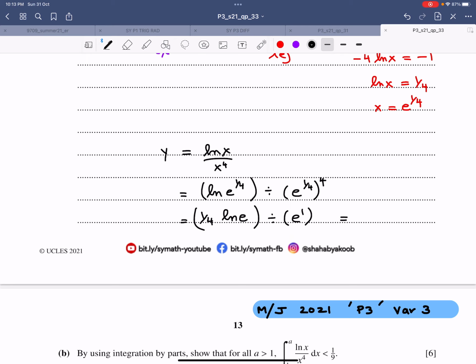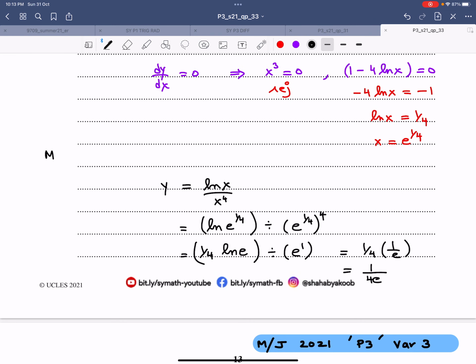So what am I left with? This is 1/4 divided by e; division by e is multiplication by 1 over e. That is 1 over 4e. Therefore, the coordinates of m should be written as e raised to power of 1/4, comma 1 over 4e. That is the final answer for this particular part.